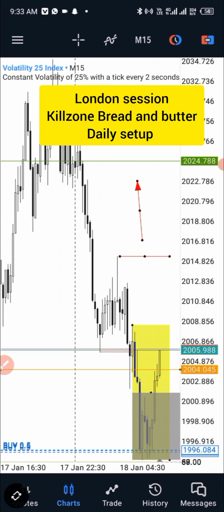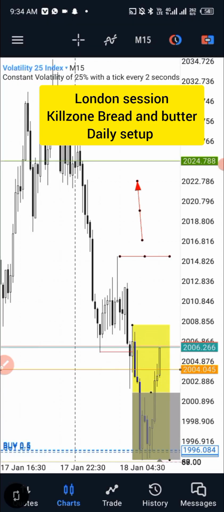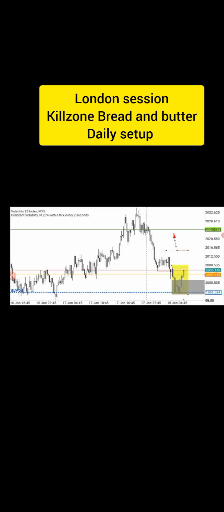So that's my discount area. To make it more lovely, let me extend it down here. So that's my range, right? That's my range. So I've delineated it.